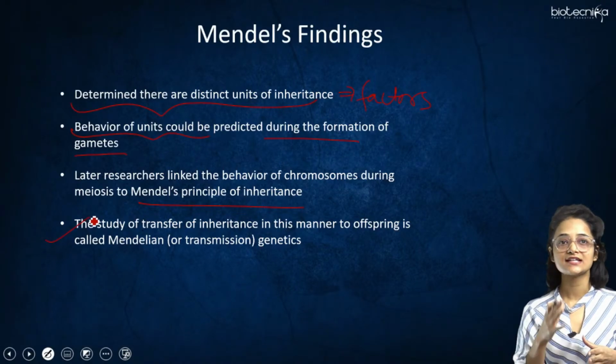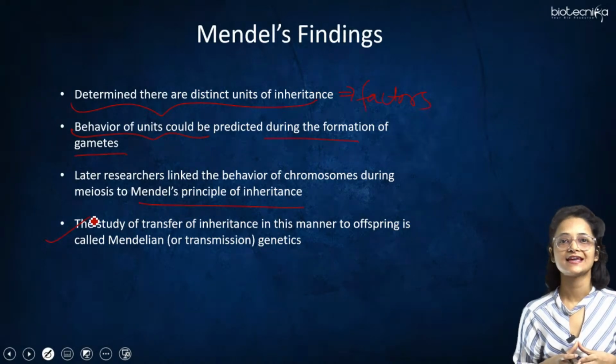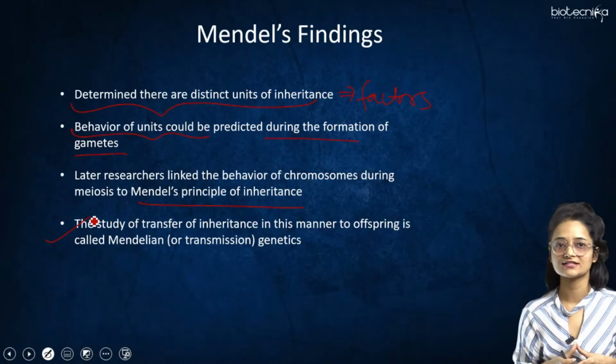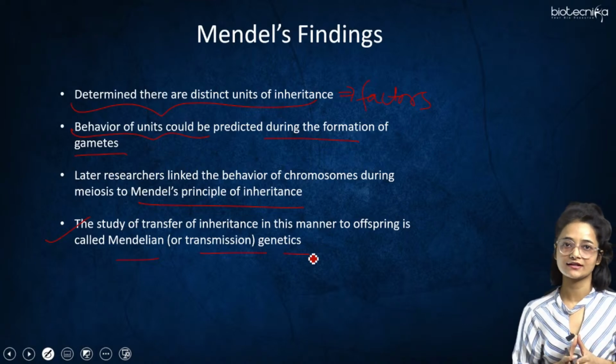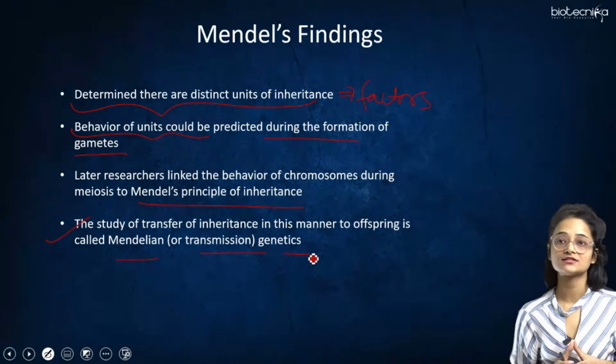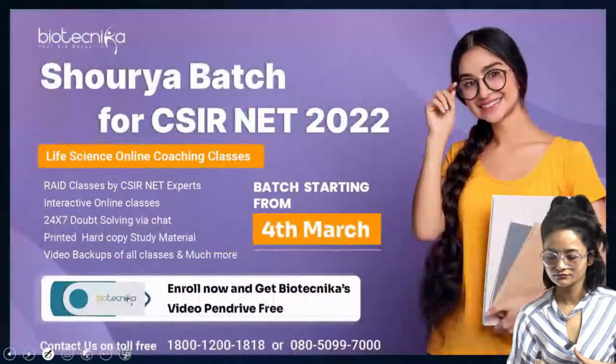Then the study of the transfer of inheritance in this manner to offspring is called Mendelian or transmission genetics. So this is what we are studying about, the transmission genetics, which was proposed by Mendel. Therefore Mendel is known as the father of genetics.